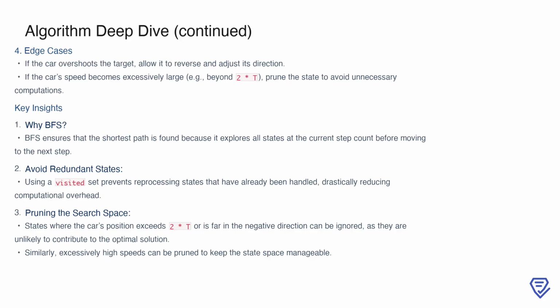By using the visited set, we ensure that no state is processed more than once, which significantly reduces computational overhead. These optimizations, such as pruning and using the visited set, keep the algorithm efficient by focusing on the most promising states and ignoring those that are unlikely to be part of the optimal solution.